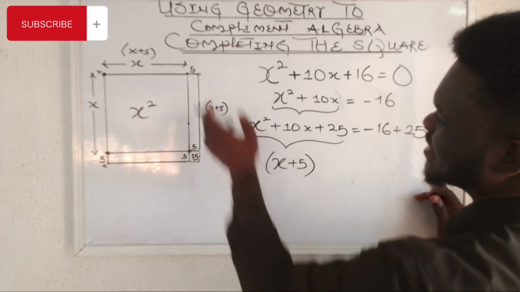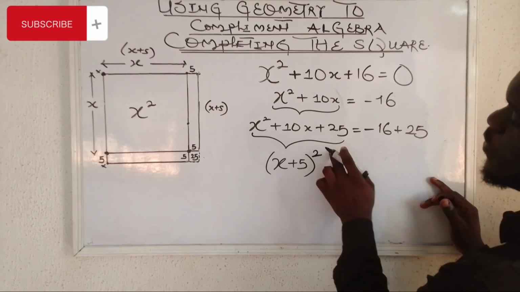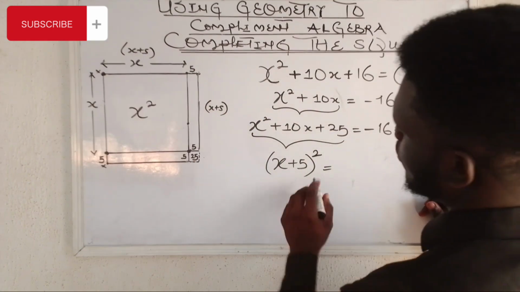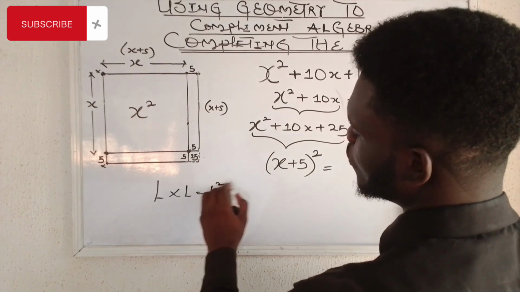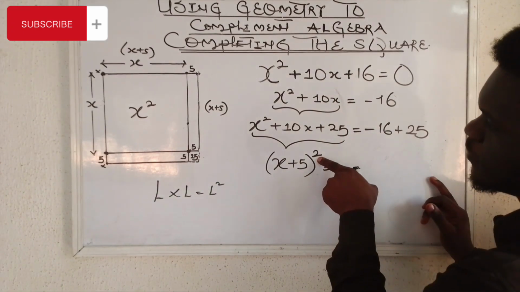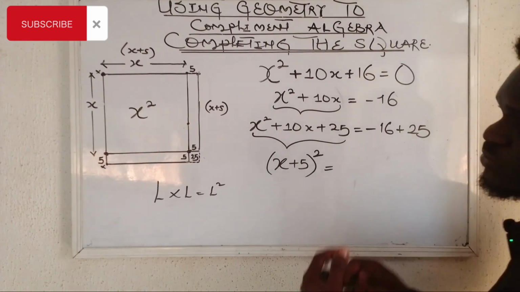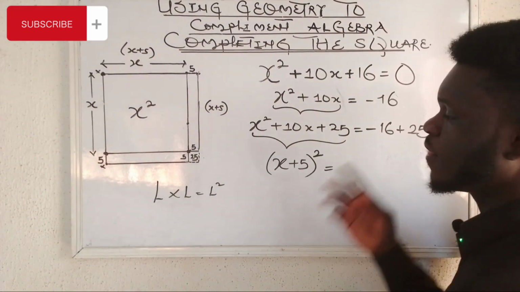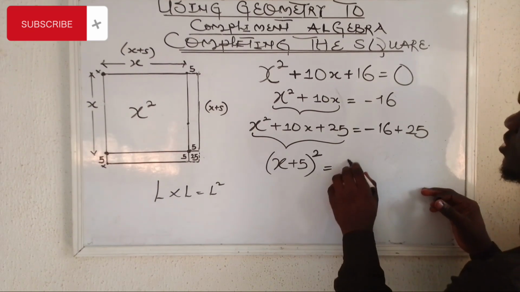So x plus 5 is now the side of the square, squared. You know why we put the square? Because don't forget, the area of a square is length times length, which is L squared. So that's where we got that squared from. So the side is now x plus 5. Each of the sides is x plus 5, so you square it. I'm trying to explain it explicitly so that we can understand what is going on there. So minus 16 plus 25 now becomes 9.